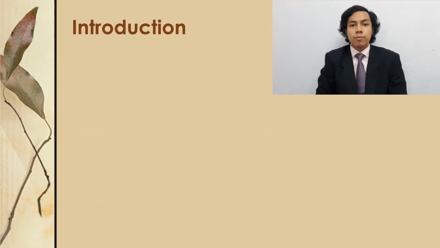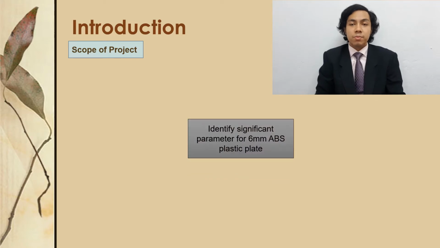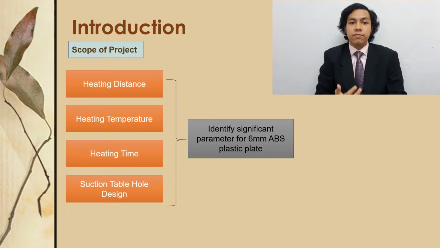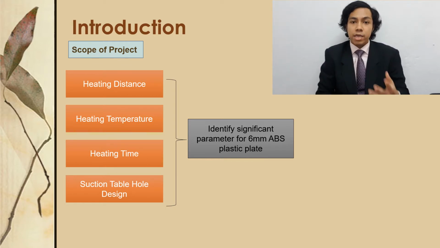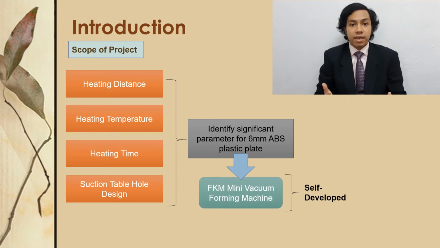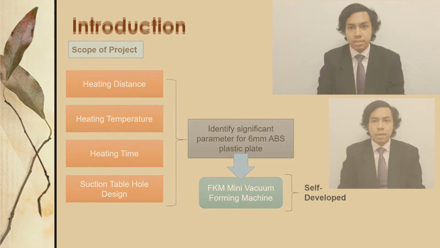Moving on to the scope of project. The scope of this project is to identify the significant variable of vacuum forming process and its heating distance, heating temperature, heating time, and the voltage of vacuum suction on the concave shape of 5mm ABS plastic plate by using the previous self-developed vacuum forming machine, which is the FKM mini vacuum forming machine.